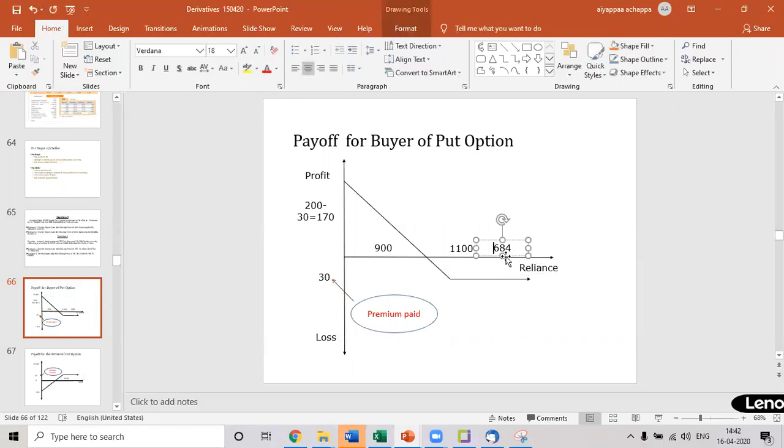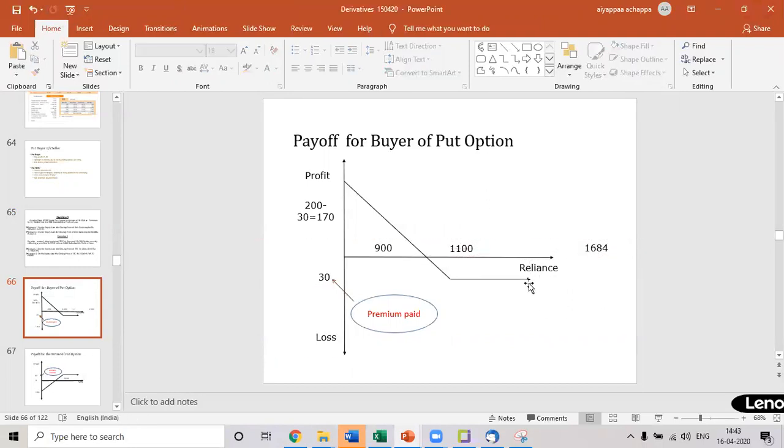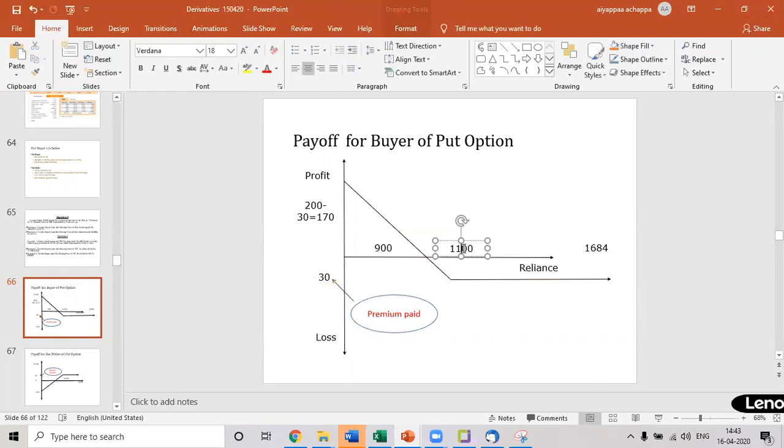But in case the Reliance share price goes to 1684, assuming it goes to 1684, your loss will still remain only 14. You don't have to worry about it, because you have the right. Remember, having a right is a very powerful thing. That is, your losses are limited. So here, even if it goes to 1300, I don't have to worry. My loss is only 14.